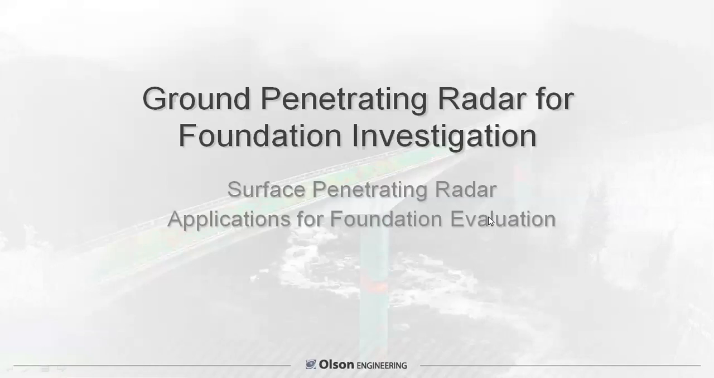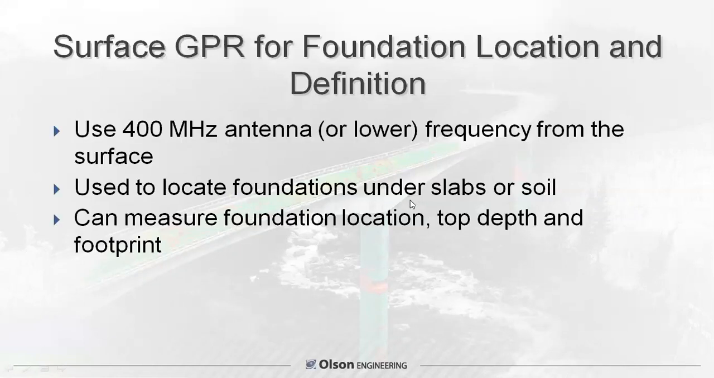Let's jump over to the ground penetrating radar method, the GPR method. Typically it can be used for a lot of different applications, but in this particular presentation, I'm going to discuss how we use it for shallow foundation evaluation. Most commonly for foundations, you're using a lower frequency antenna. 400 megahertz is one common antenna frequency. Used to locate foundations under slabs or soil, or even under soil to find out, say, dead men foundations. You can also measure foundation location, top depth, and even the footprint.